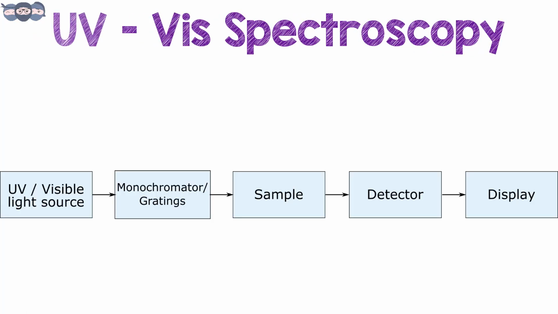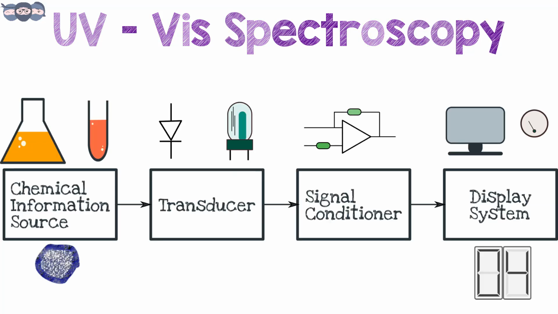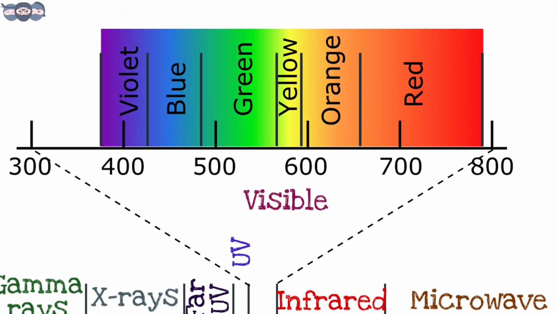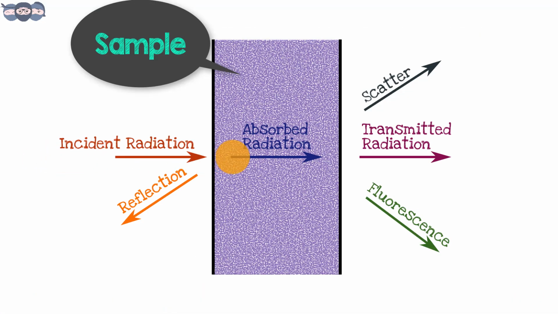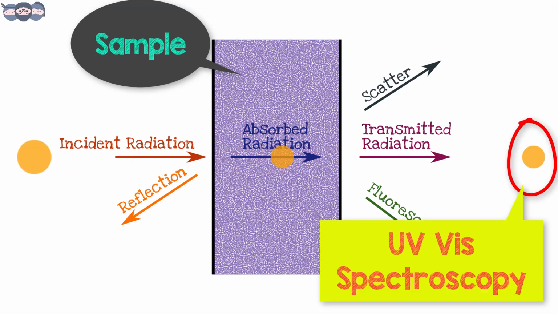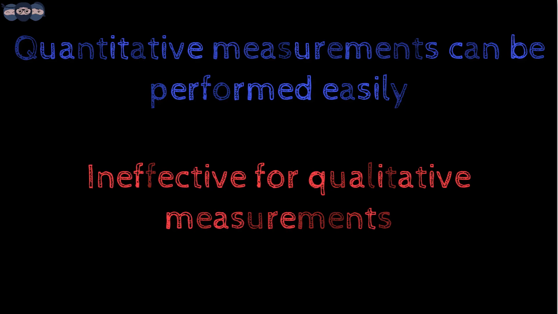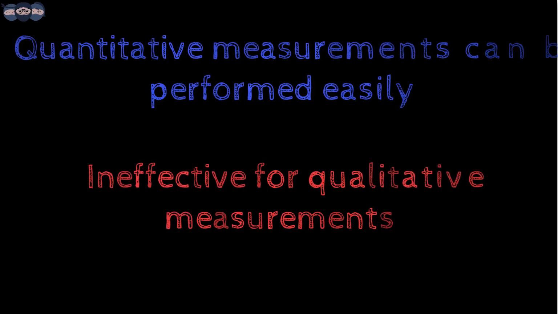In this video, we are going to discuss Ultraviolet Visible Spectroscopy, also known as UV-VIS spectroscopy. When the ultraviolet or visible light in the electromagnetic spectrum passes through a sample or gets reflected from a sample, its intensity decreases. The measurement of this attenuated intensity is called ultraviolet and visible absorption spectroscopy. This type of spectroscopy is useful for performing quantitative measurements. Qualitative measurements, however, cannot be effectively done with the help of UV visible spectroscopy.